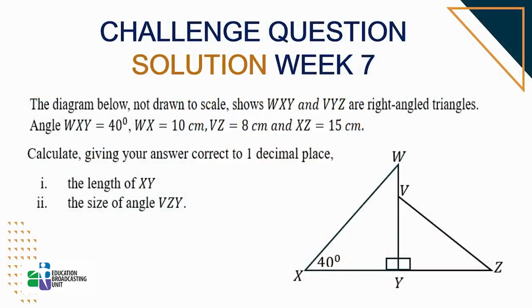Last week's challenge question reads: the diagram below, not drawn to scale, shows WXY and VYZ are right-angled triangles. Angle WXY equals 40 degrees and WX equals 10 centimeters. VZ equals 8 centimeters and XZ equals 15 centimeters. Calculate, giving your answer correct to one decimal place, first, the length of XY, then the size of angle VZY.